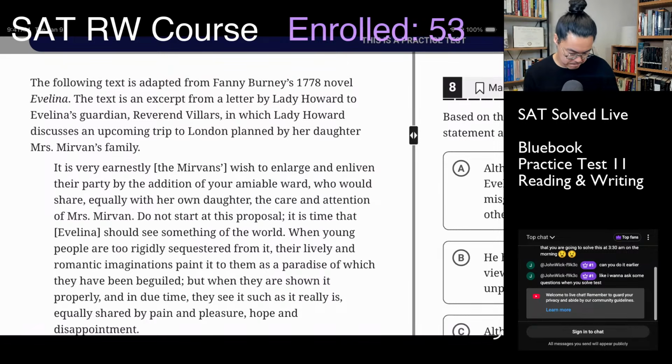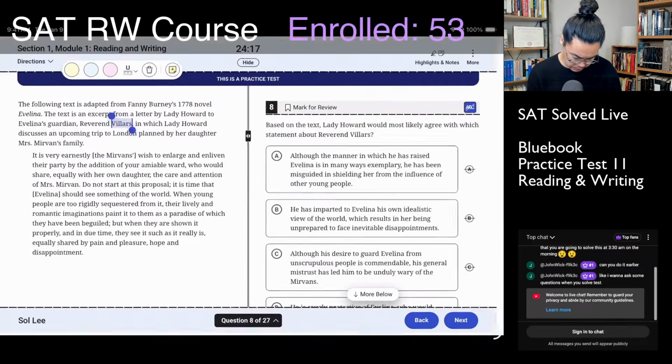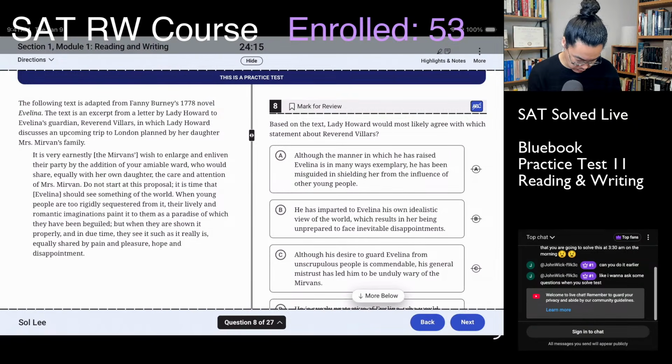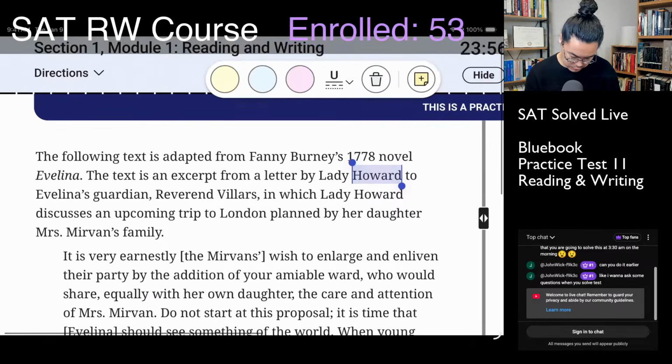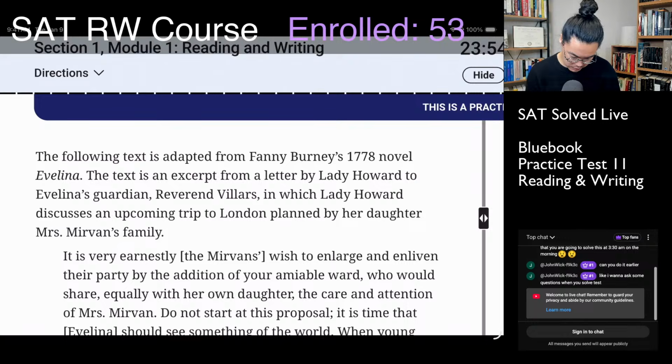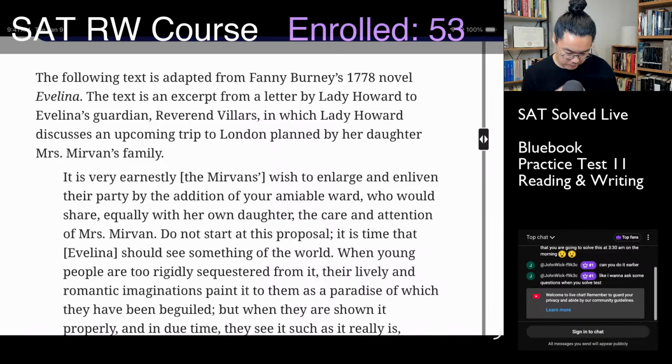Lady Howard, Villiers. Wait, why? What happened? Oh my God! Why is it like that? Why is the annotation tool not working? Oh my goodness! What the heck? 1, 2, 3. It's so slow. And then it doesn't even show. Why is it so high up? Annotation is useless. Okay.